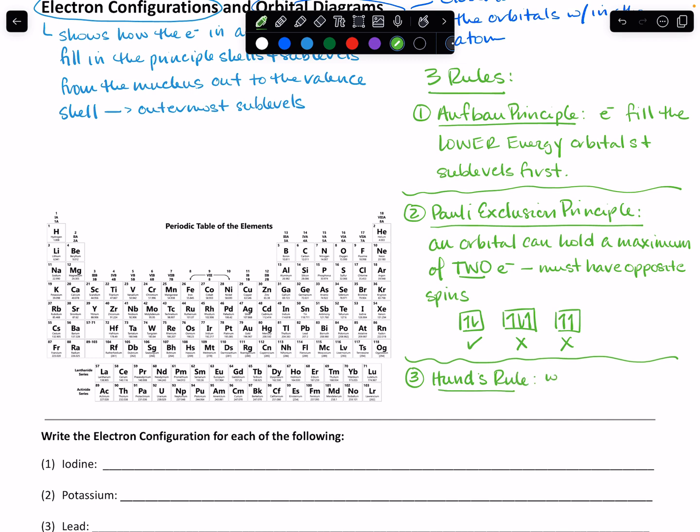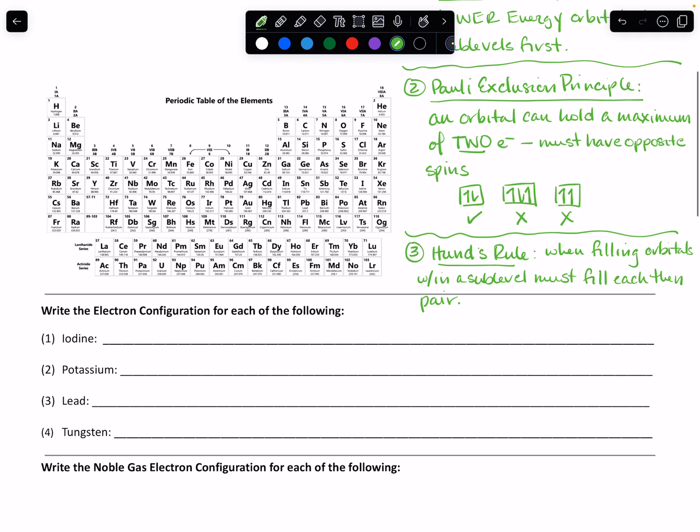Right? Hund's rule says that when filling these orbitals within a sublevel, you must fill each, then pair. All right, so what does that mean?